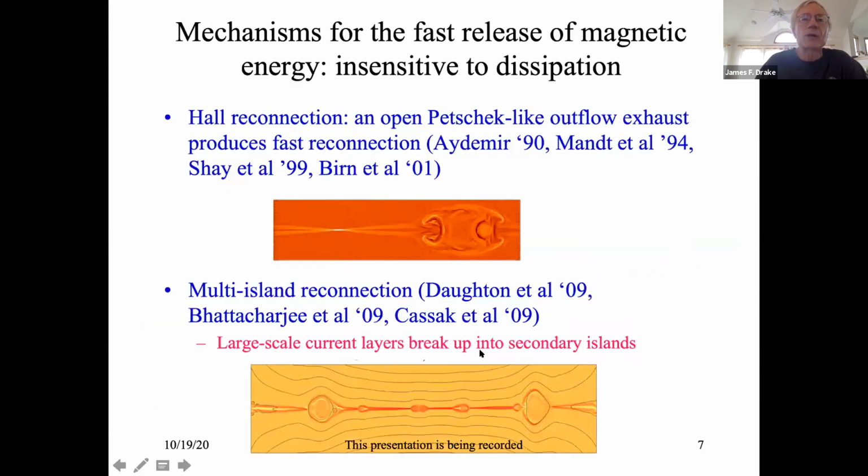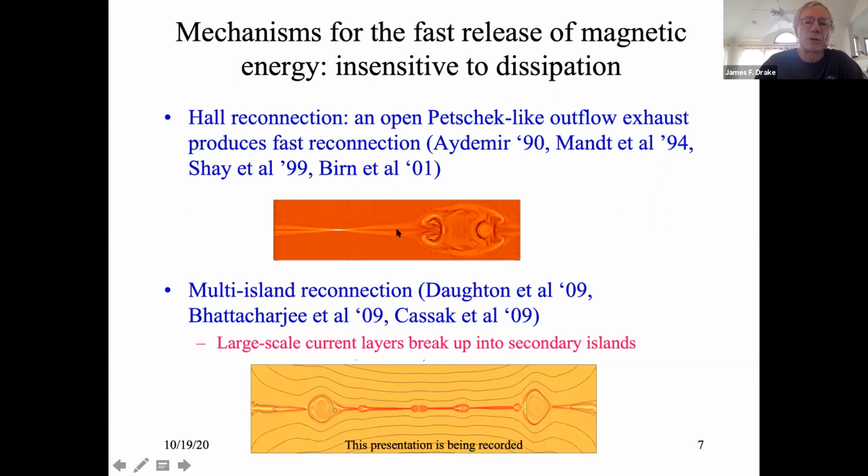Okay, so I want to talk about the mechanisms for fast energy release. In particular, how does one go beyond traditional MHD to produce the fast rates of energy release seen in observations? I split this into two basic categories. The first is so-called Hall reconnection, where you get an open outflow exhaust. So here's a picture from a simulation. Instead of having a Sweet-Parker layer, you have an open outflow exhaust.